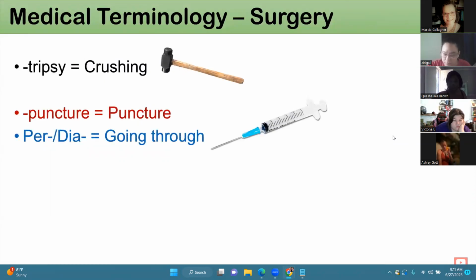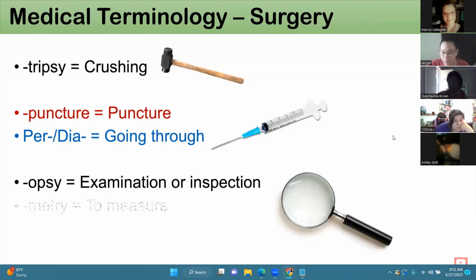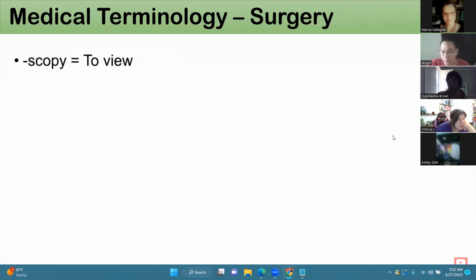And the prefixes per and dia mean going through something. So you can think of percutaneous, going through the skin, or dialysis, those types of words. So to continue, the suffix opsy means examination or inspection. So you think of words like autopsy or biopsy. The suffix metri means to measure. The next one is the suffix scopy, which means to view. So for viewing, you can think of words like endoscopy.